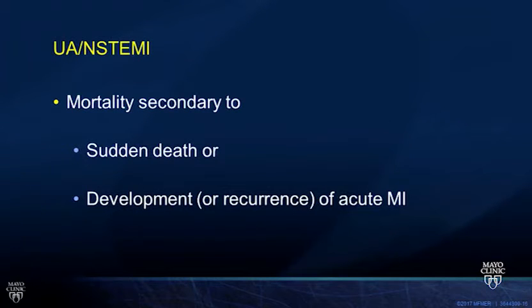So in non-STEMI, mortality is highest at the time of that hospitalization. It's often due to sudden death or development of a recurrent acute myocardial infarct. But that mortality risk is there even after that hospitalization. By 6 months, non-STEMI patients have the same or higher mortality than STEMI patients. And when you get to 12 months, if you look at big registries of patients with a non-STEMI, generally that risk of death, recurrent myocardial infarct, or instability exceeds 10%.